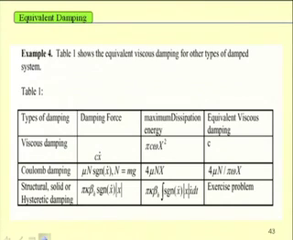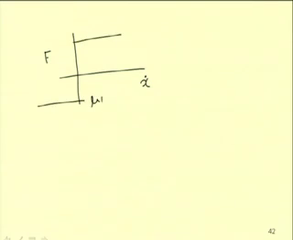So, similarly, by equating the dissipation energy, one can find the equivalent damping or equivalent viscous damping of the system. For example, in case of Coulomb damping, if one draws the force versus x dot, this is minus mu n, this is mu n. So, in case of Coulomb damping, the force can be defined as F equal to mu n signum x dot.